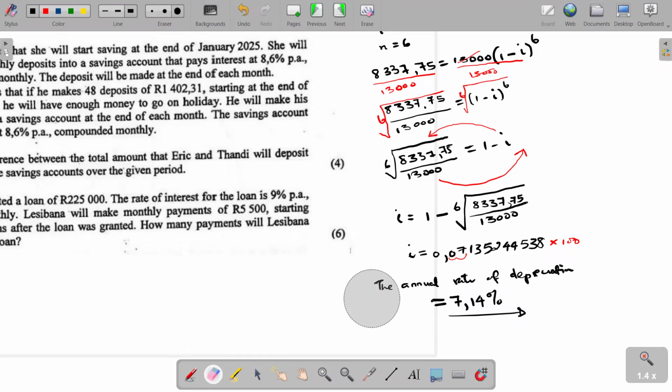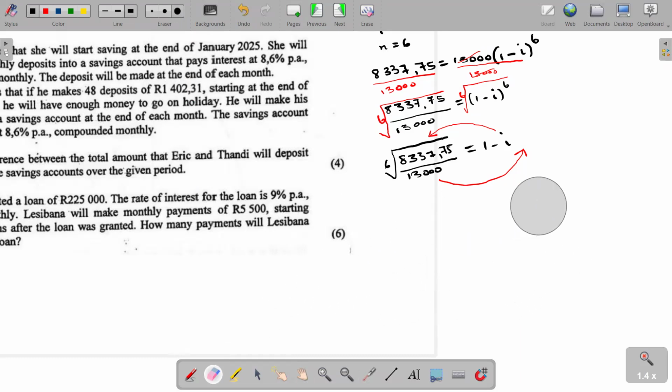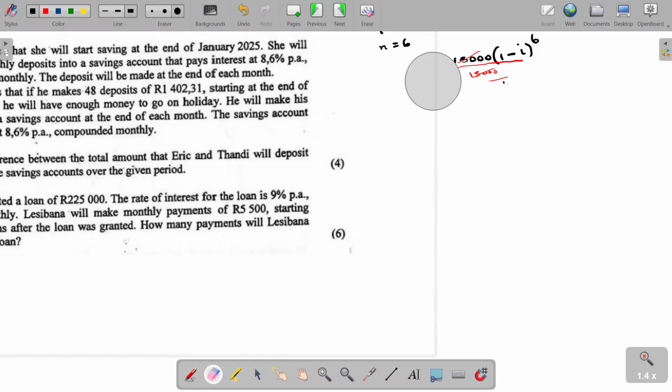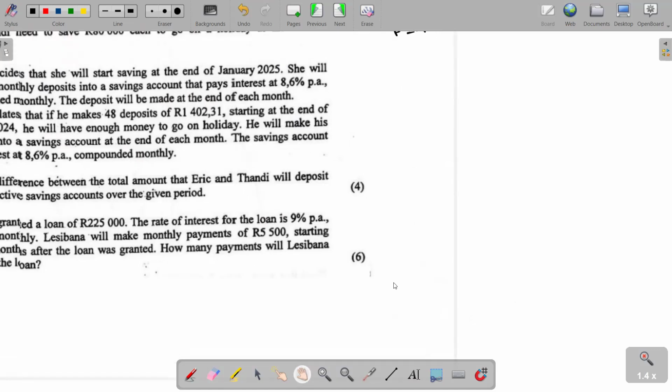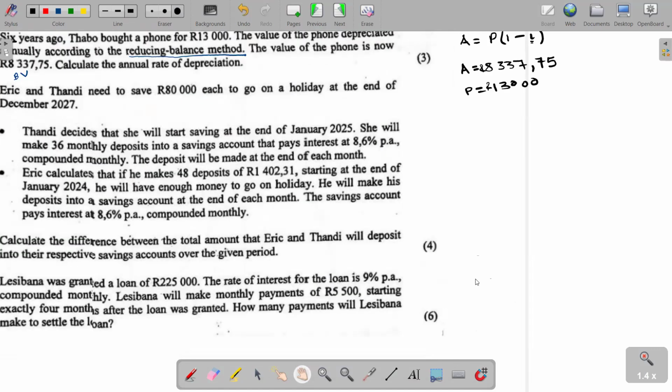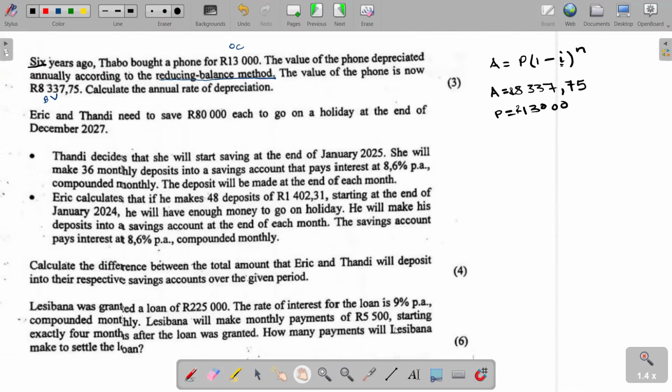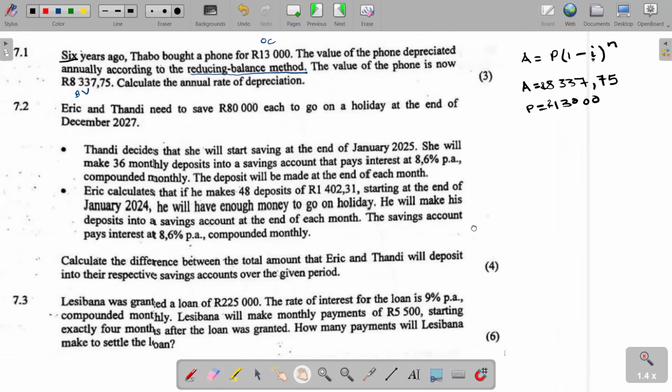Then we go to the next question. Let's go to the next question, which is the second question. So here is the second question.